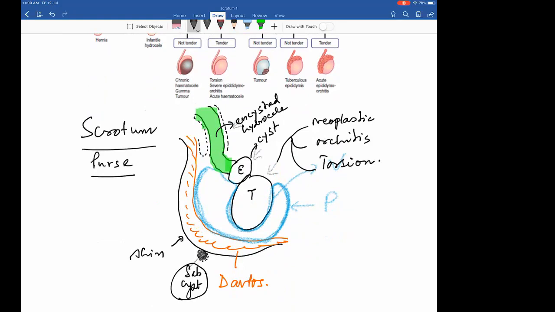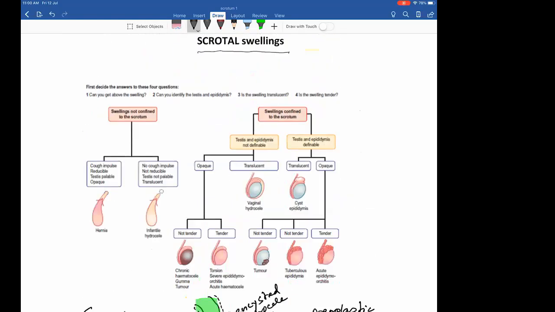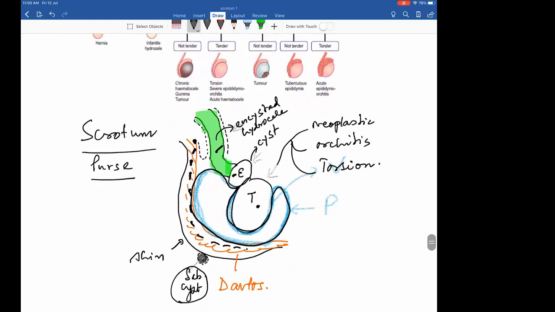So we have discussed the anatomy of the scrotum, which is something that we require. We have now discussed the contents, that means the testes, epididymis and spermatic cord. We have discussed the various layers. We have discussed the visceral layer and the parietal layer of the tunica vaginalis. And then we have also discussed the skin of this.